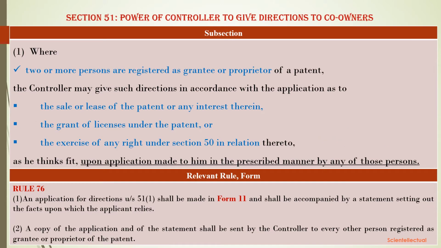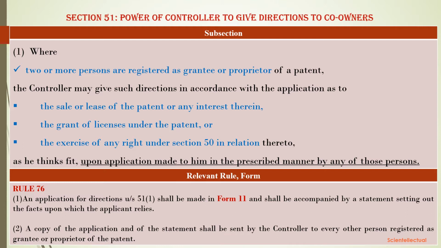Let's discuss section 51, Power of Controller to give directions to co-owners. Subsection 1 says, when two or more persons are registered as grantee or proprietor of a patent, the controller, if he thinks fit, will give directions in accordance with the application as to the sale or lease of the patent or any interest, or the grant of license under the patent, or the exercise of any right under section 50, upon application made to him in prescribed manner by any of those persons.